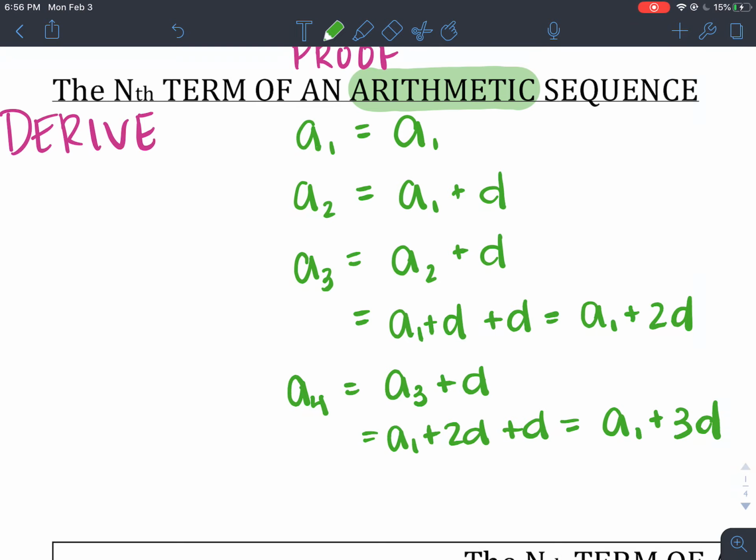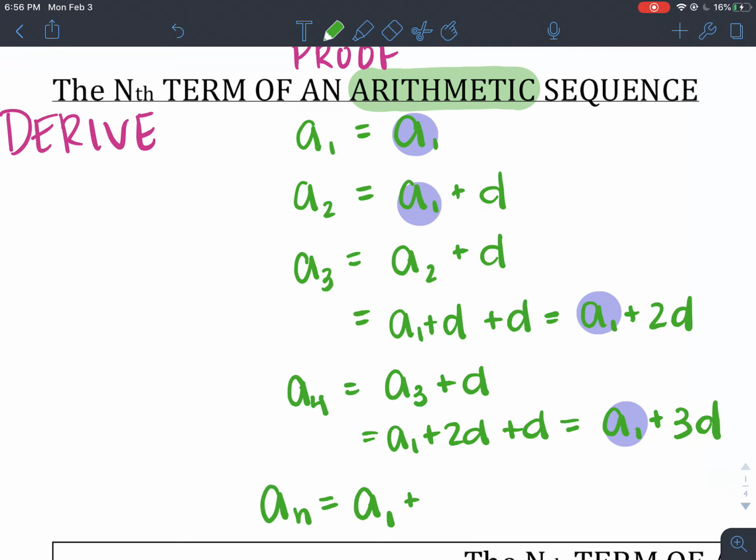We want to write a general formula. We want to write the a sub nth term. So we're going to look at our first 4 terms. All 4 of these terms, a sub 1, a sub 2, a sub 3, a sub 4, in the final ways that I wrote them, they all have an a sub 1. So it wouldn't be the craziest thing to say a sub n is probably going to start with a sub 1. And then we're going to add to that.